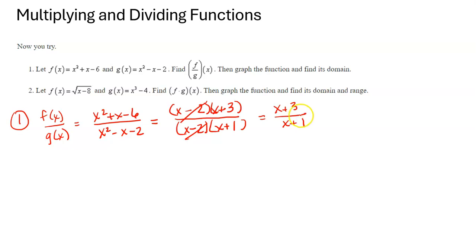So our domain, oh, I need to graph it. Okay, let me do the domain and then see if I have time to graph it, is what x can be. So x plus 1 cannot equal 0. So x cannot equal negative 1. But it can also not equal negative 2, because remember that canceled, so x minus 2 cannot equal 0. I'm going to run out of time here, so I'll redo this one in my next video.